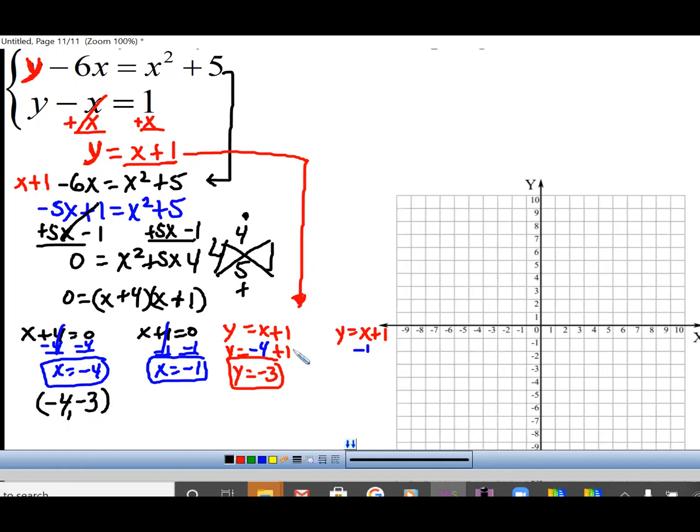Okay, so let's do the other equation. y equals negative 1 plus 1. What is negative 1 plus 1? 0. So, what does that mean? When x is negative 1, what is y? 0. These are my solutions.